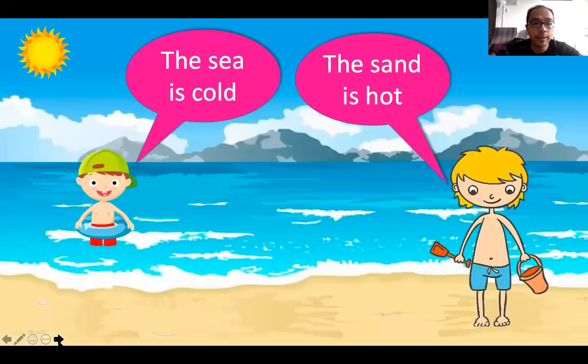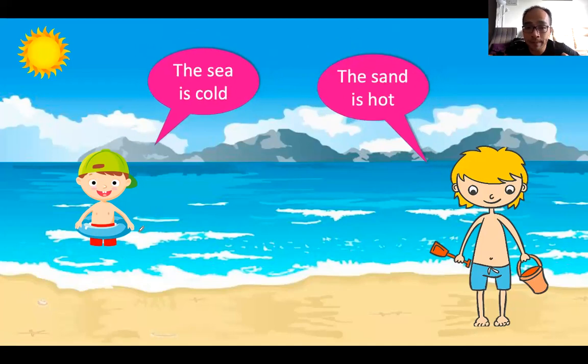All right, so let's look at this example. I want to thank Teacher Hee, who created this PowerPoint animation, so I'm just copying her work. You have these two kids over here, one standing in the sea and one standing on the sand. If you have ever gone to the beach, this is a very common situation. You'll find that the sea is cold and the sand is hot.